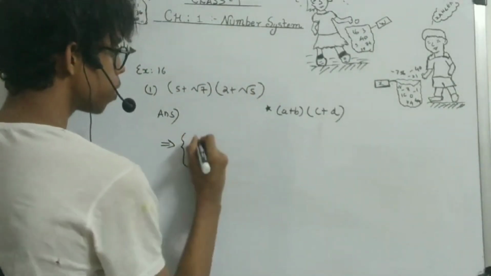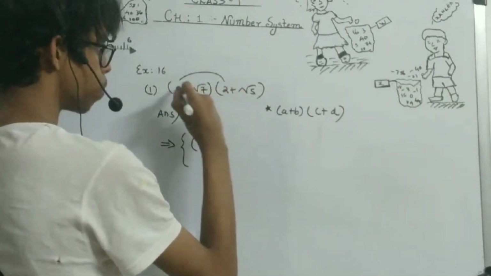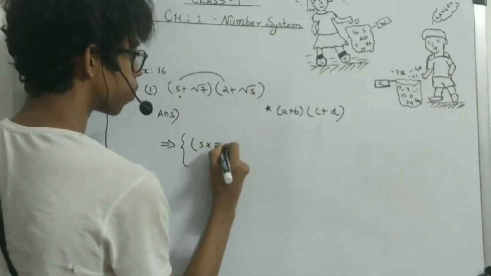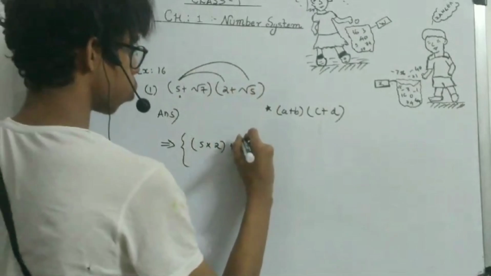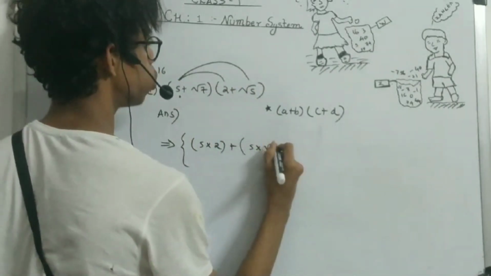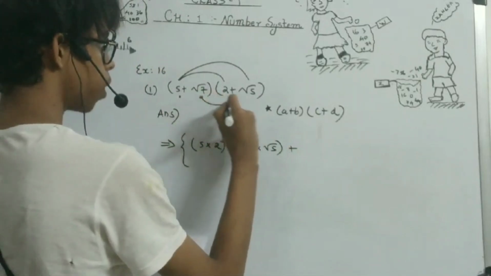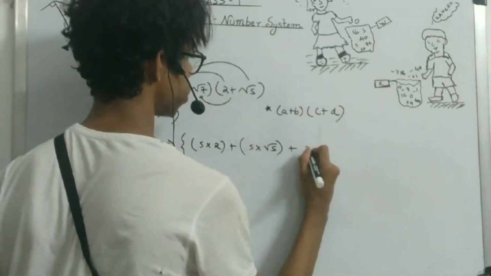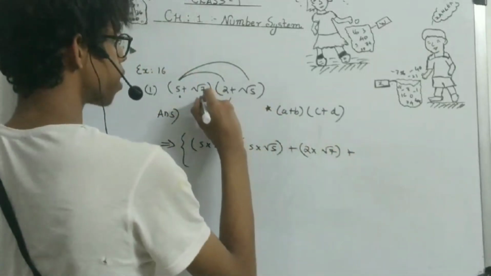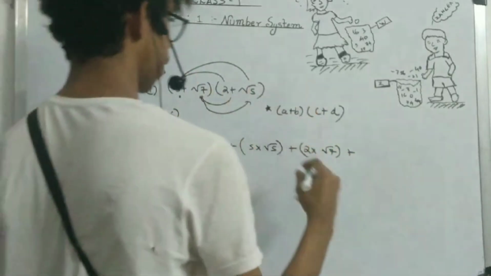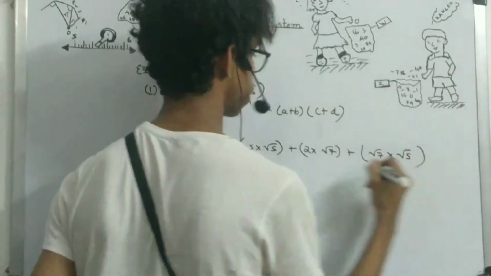I have told you our first step: fix this 5 over here, just do the dancing step. So 5 into 2 we have to do, plus then this 5 into this root 5, so 5 into root 5, plus then we fix this root 7 and multiply it with 2, so you will get 2 into root 7, plus then fix this root 7 and multiply it with this root 5, so I will get root 7 into root 5.